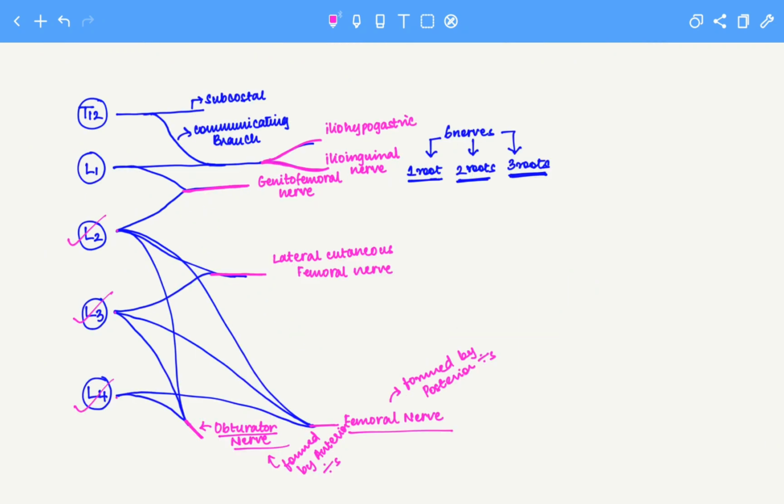So this is the lumbar plexus. In this video, we've covered how to draw the lumbar plexus as well as memorize the nerves of the lumbar plexus without any mnemonic by just logically thinking of the positioning of each of the nerves.